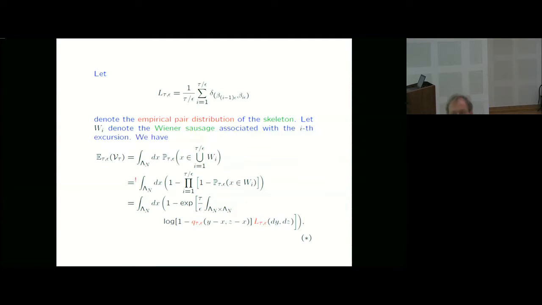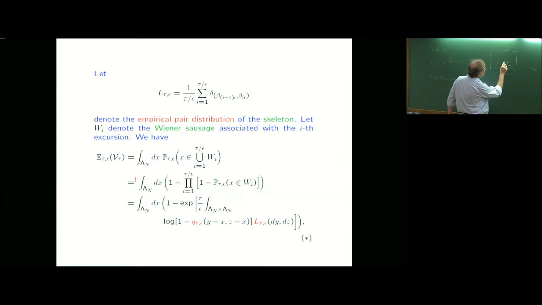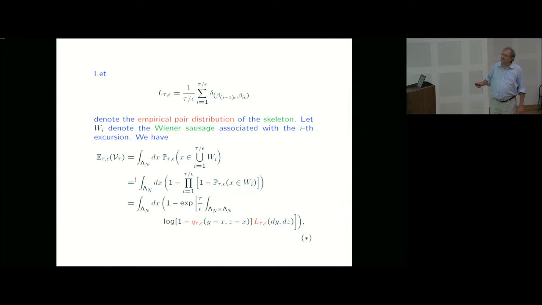So I'm going here and I say, what are these two points? What are the next two points concatenated? And I'm putting here the Dirac delta. I'm summing all these measures up and dividing by the total number of excursions.